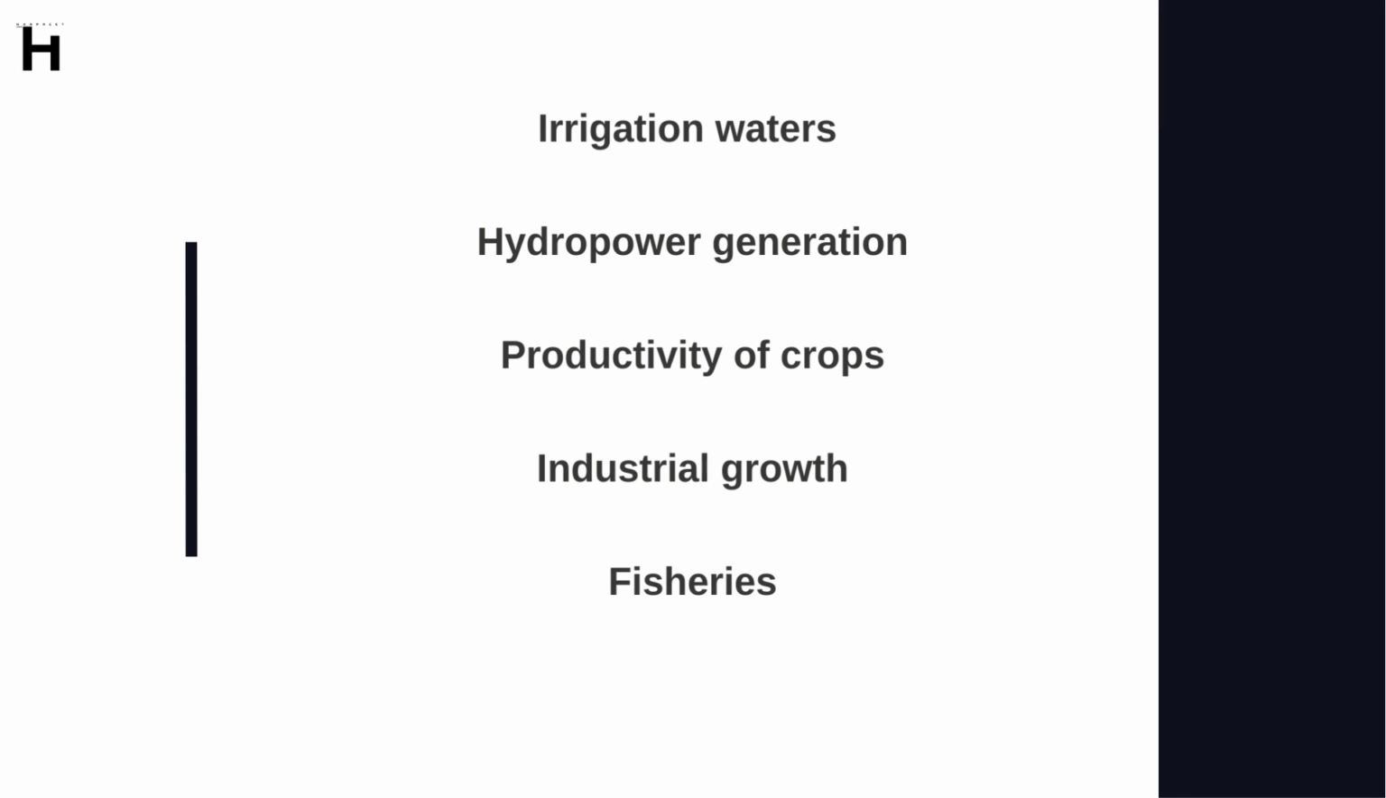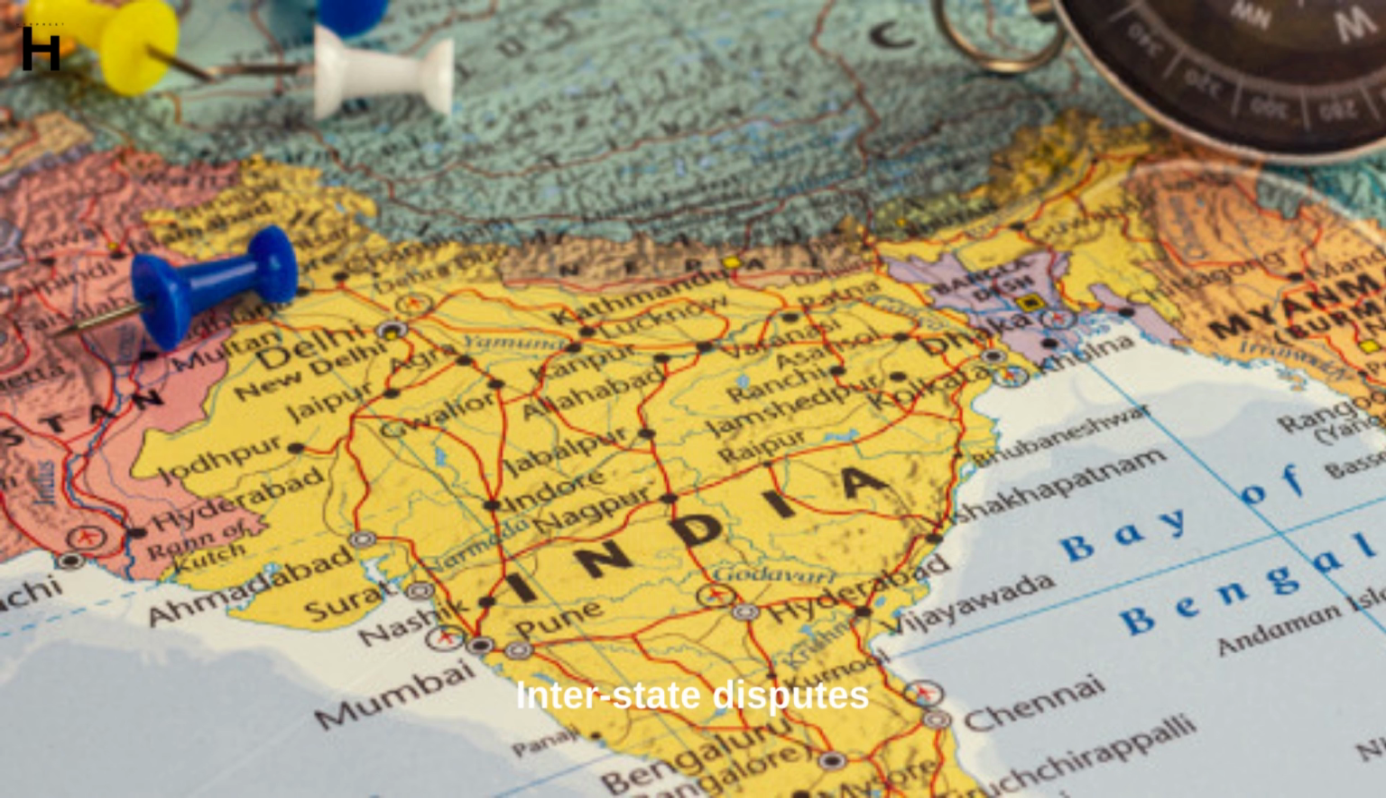Freshwater fisheries can be promoted. Inland navigation will get a tremendous boost. The problems associated with the interlinking of rivers are: thinking on rivers is very regional, not national. Interstate disputes will increase manifold.